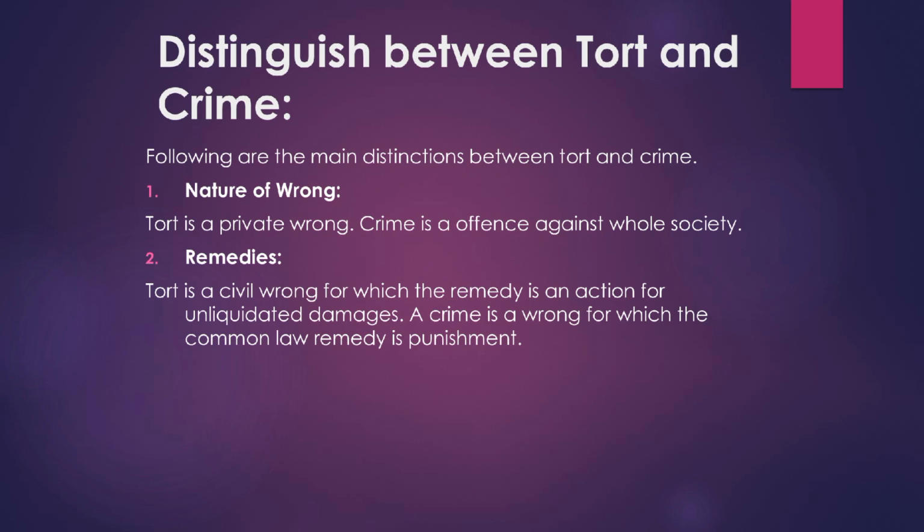Distinguish between tort and crime. Following are the main distinctions between tort and crime. 1. Nature of wrong: tort is a private wrong; crime is an offense against the whole society. 2. Remedies: tort is a civil wrong for which the remedy is an action for unliquidated damages; a crime is a wrong for which the common law remedy is punishment.